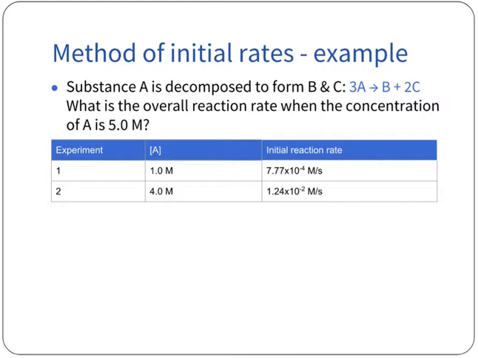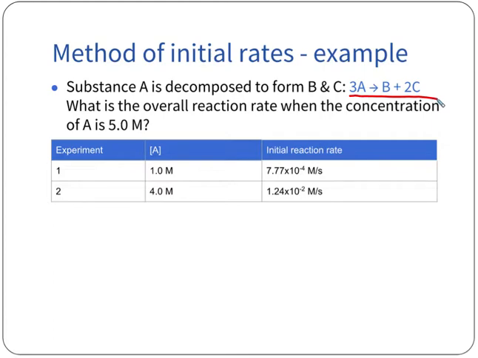So here we have substance A is decomposed to form B and C by the following reaction. 3A yields B plus 2C. What's the overall reaction rate when the concentration of A is 5.0 molar? All right, so we need to figure out what our rate law is so we can find the reaction rate.